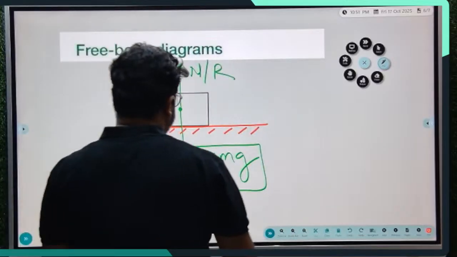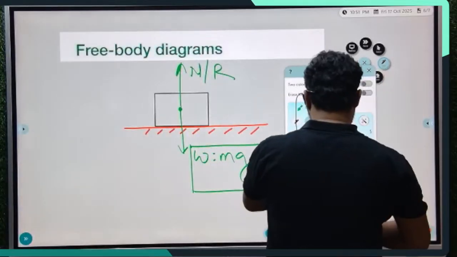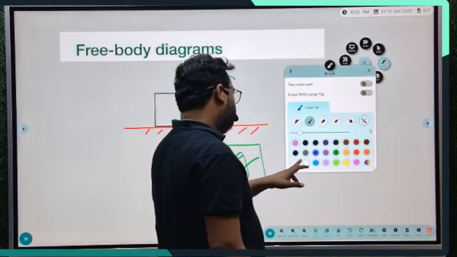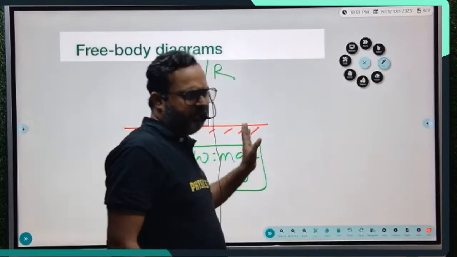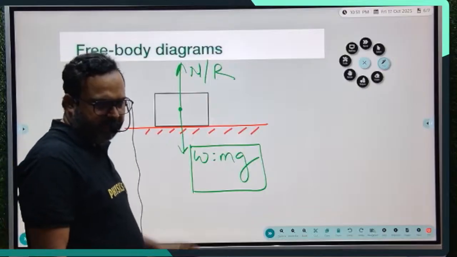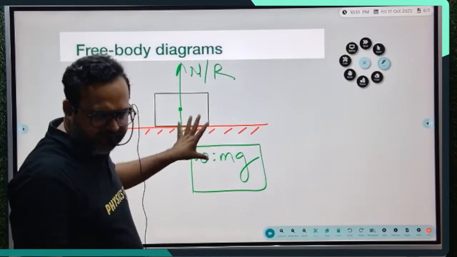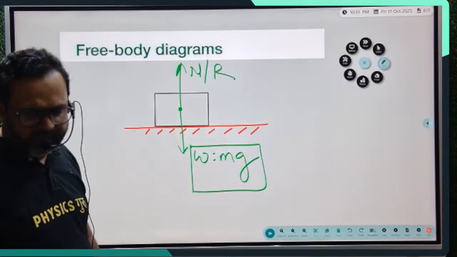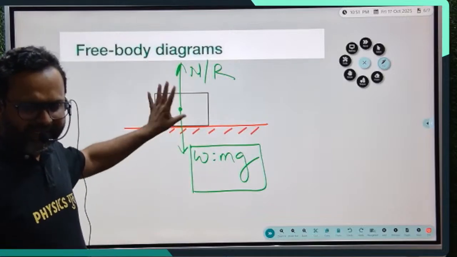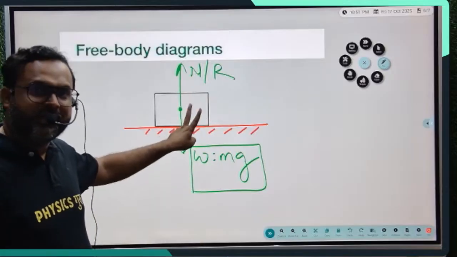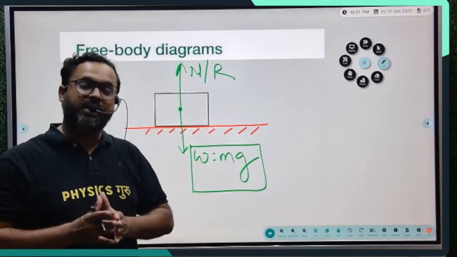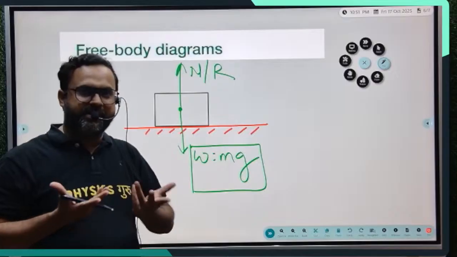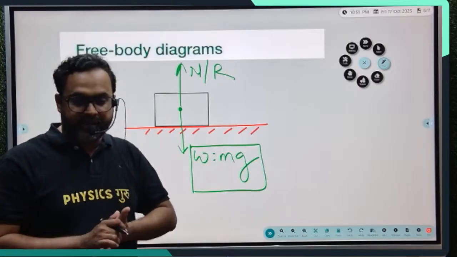Now, any other forces acting on this body? Right now, no. We have only two forces. Clear? The body is at rest basically, so we are not considering friction or any other forces. We are just assuming the body is at rest. So we have only two forces. The first is the weight acting downward, and the second is the normal reaction acting upward in the perpendicular direction.